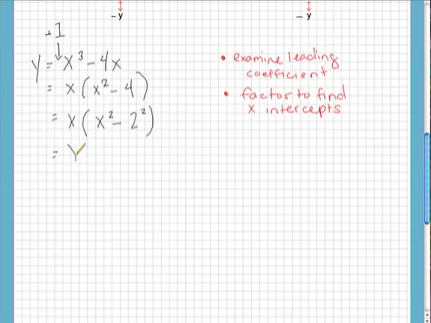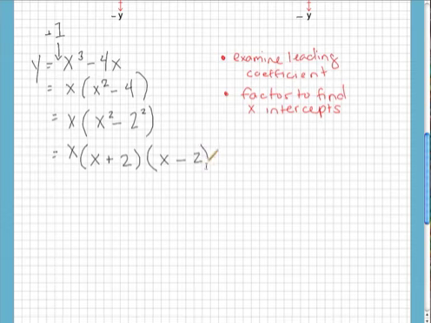Because we know this is a difference of squares, and a difference of squares will factor into this number plus this number, not including the squared, that's why we rewrote it as a square, times this number minus this number. So our first number, or letter in this case, would be x plus this number, 2, and it will be this letter minus this number. So we have our function completely factored now.